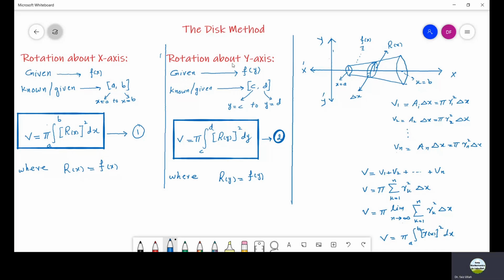Now if axis of rotation is y-axis and we are given a function f of y with some interval, then we shall use formula number 2 to find volume of that solid of revolution. And here again r of y will be equal to the given function f of y.